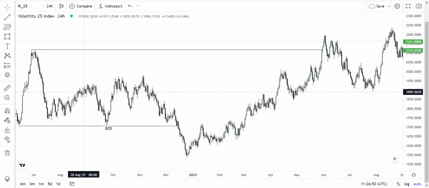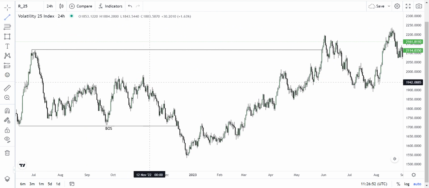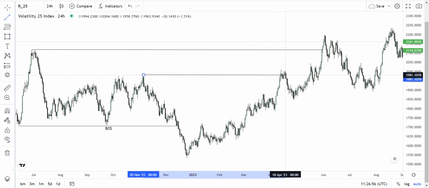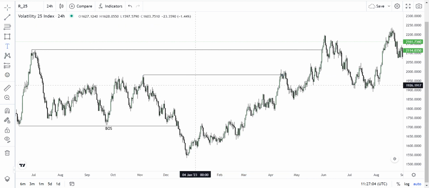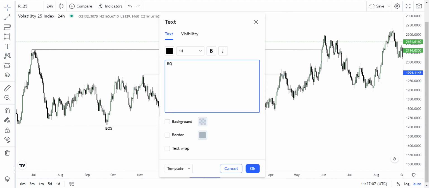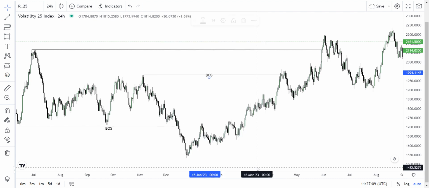Check very well. There was a break of structure around this place. Yeah, there was a break of structure around here. All right, so there was a BOS around here.